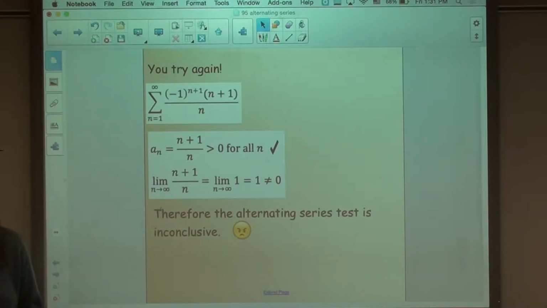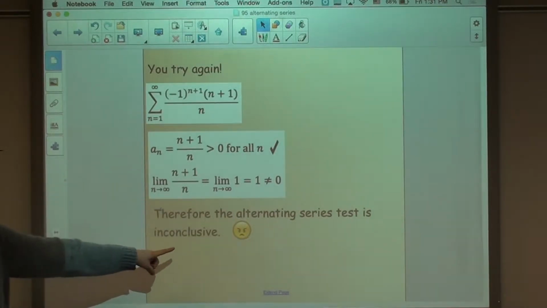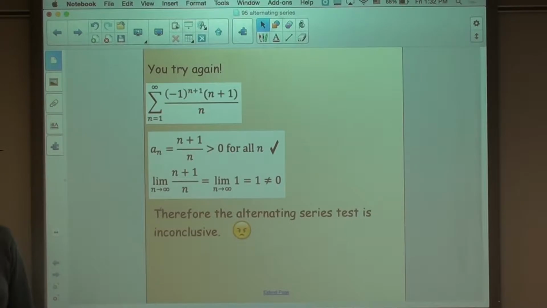On Monday, we will learn another 2 tests that can be used for alternating series where the alternating series test is inconclusive. I know, aren't you excited? Is this a test that you like? Yes, actually, yeah.